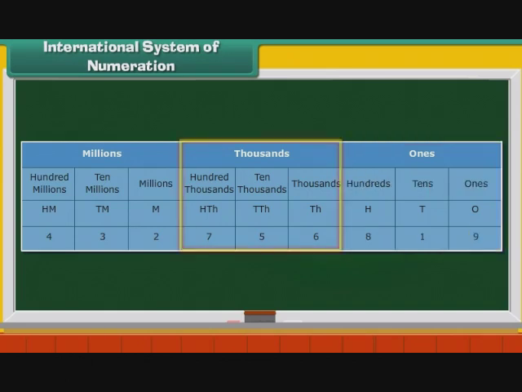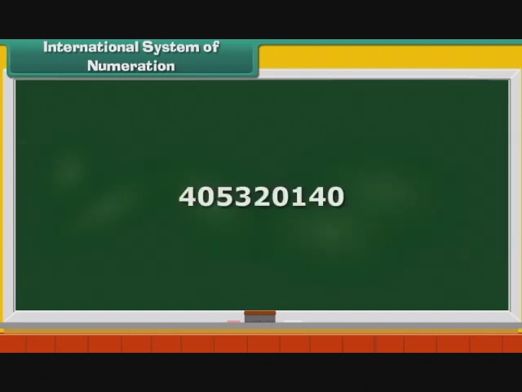Similarly, the thousands group has three digits 6, 5, and 7. Their places are thousands, 10,000s, and 100,000s. The millions group has the three digits 2, 3, and 4. Their places are millions, 10 millions, and 100 millions. Let us now read the numbers with the help of the International Place Value Chart.